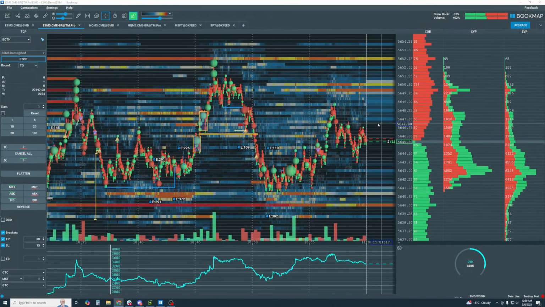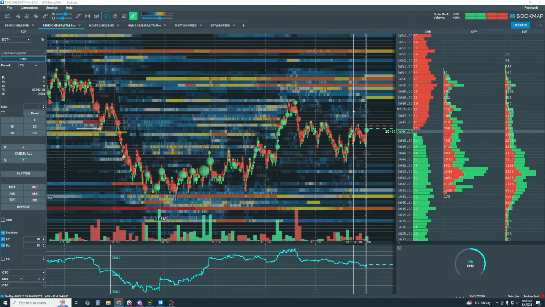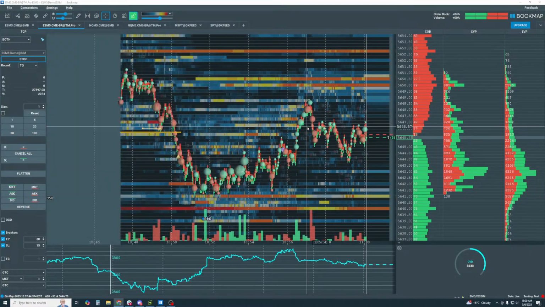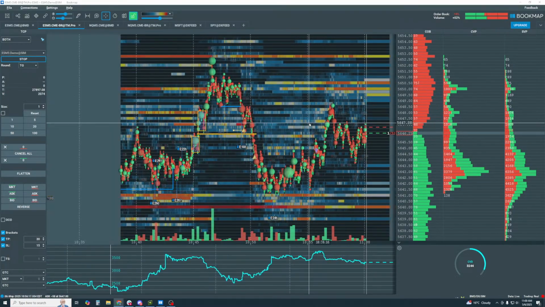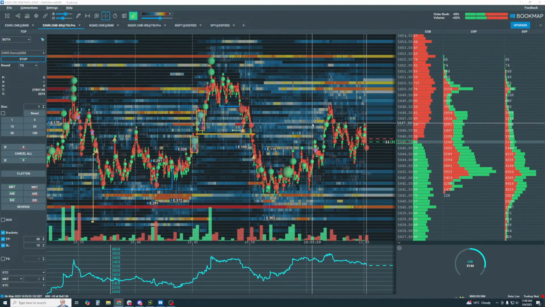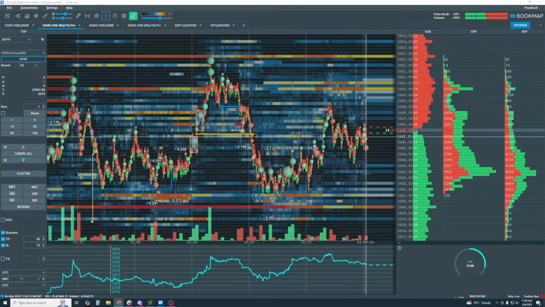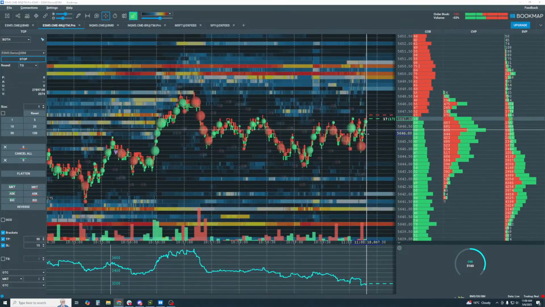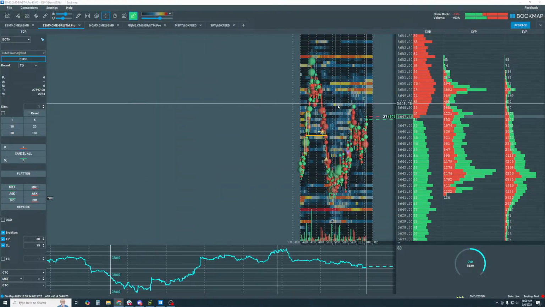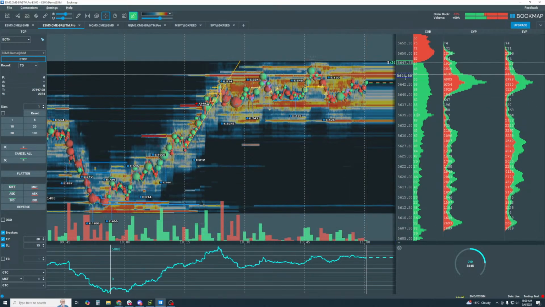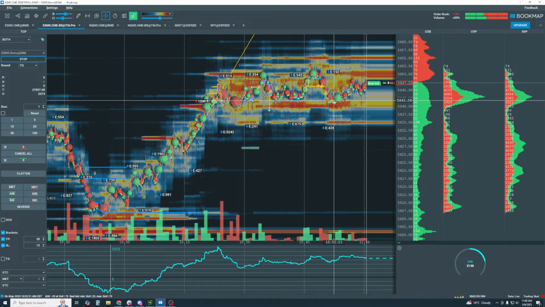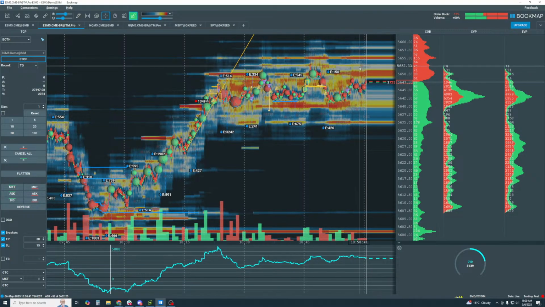Let's see here. Okay, kind of choppy at the moment. Not really seeing anything at the moment. Let's zoom out a bit here. I want to get our bigger picture approach. Higher highs, higher lows. We're kind of making them still. So this is still kind of bullish here.